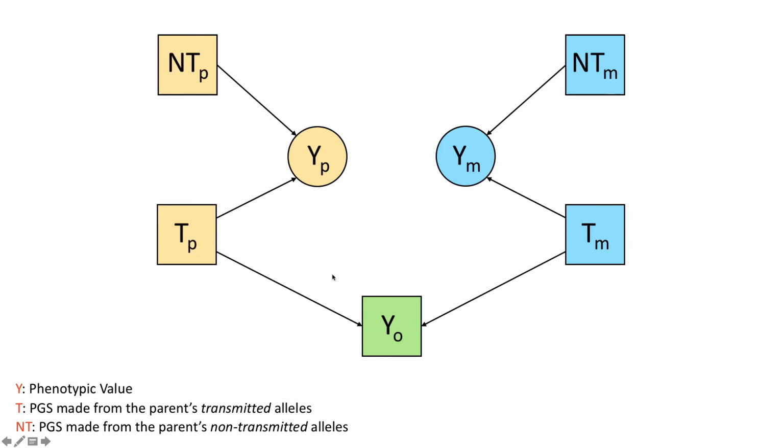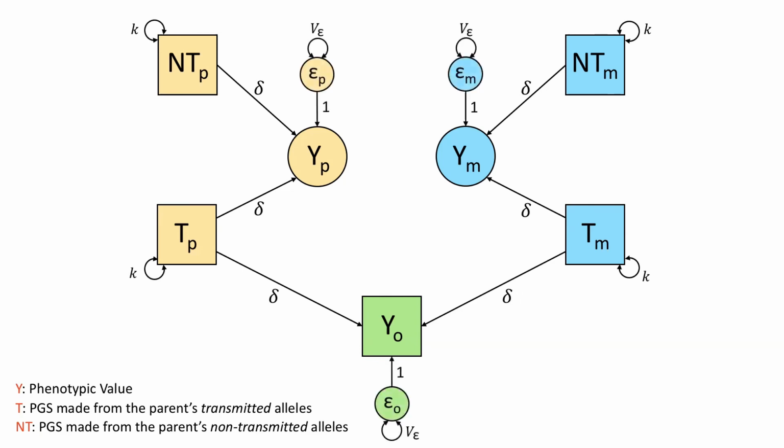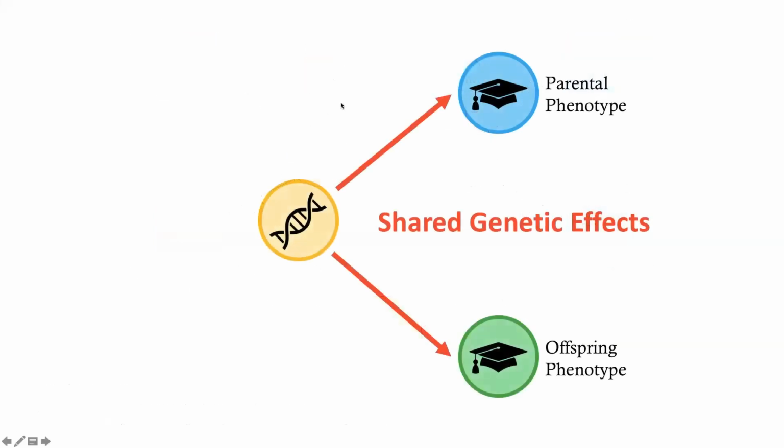Now, if we take this diagram and throw on some variances and path coefficients, as well as some residuals for each phenotype, we now have a complete structural equation model for each person's direct genetic effects. So pretty much just illustrating this little diagram that I showed a couple seconds ago.